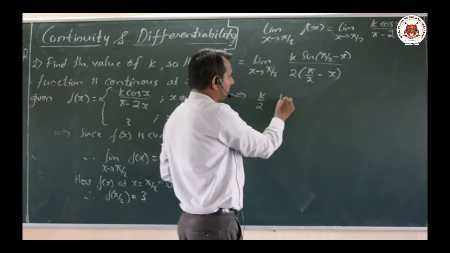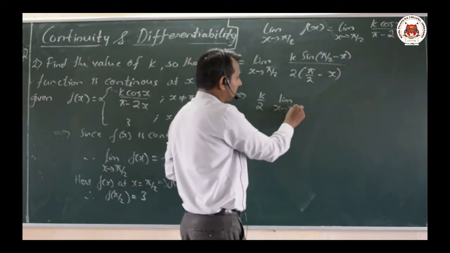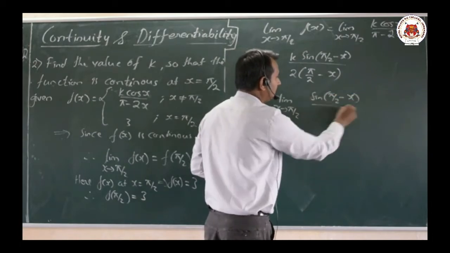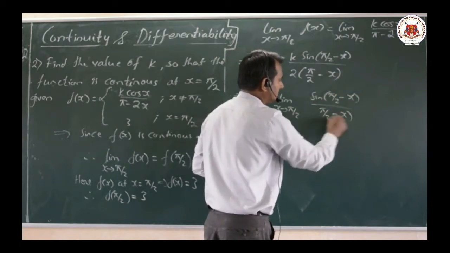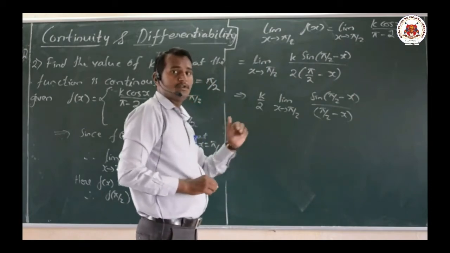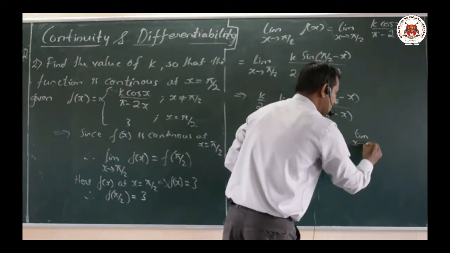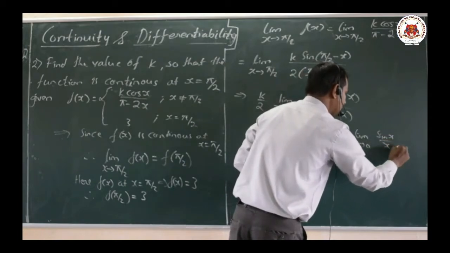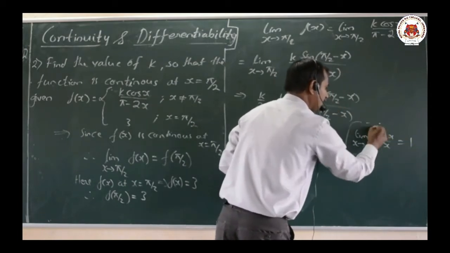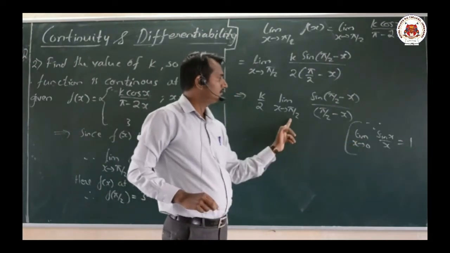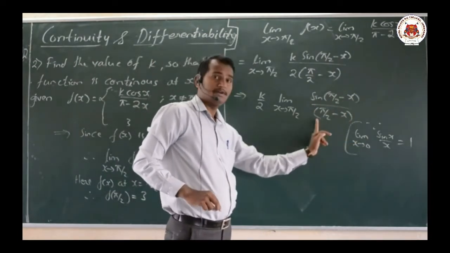What is the remaining part? Limit as x tends to pi by 2 of sine of pi by 2 minus x divided by pi by 2 minus x. In the first PUC we already learnt the formula: limit as x tends to 0 of sine x by x is equal to 1. By making use of this formula, here the limit value is pi by 2, therefore we have sine of pi by 2 minus x divided by pi by 2 minus x.